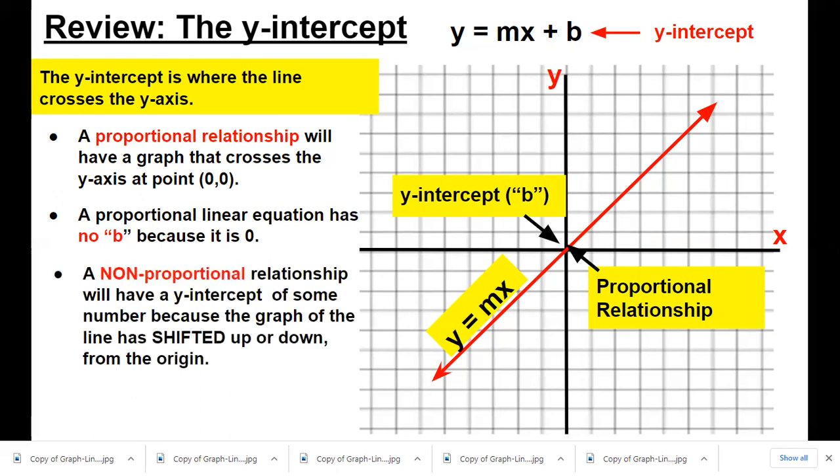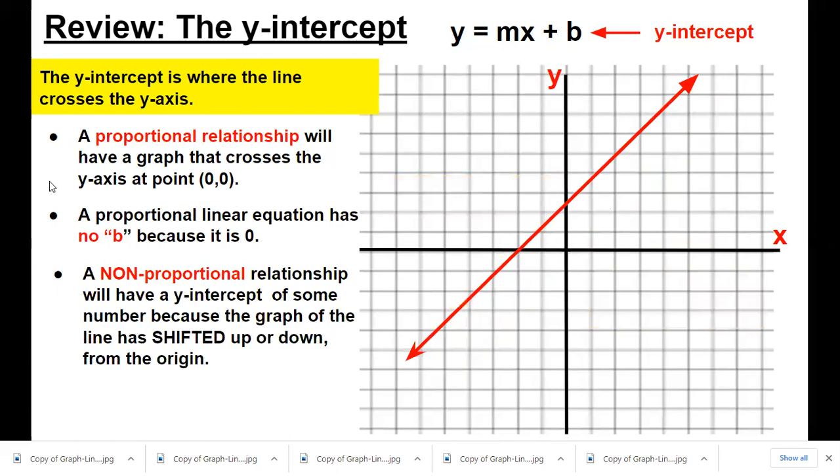A non-proportional relationship will have a y-intercept of some number because the graph of the line has shifted up or down from the origin. So it's a shift. A shift is a move in the line. So it normally is at (0, 0), and you're going to learn all about different graphs, probably more next year, how they can shift and move. You're going to learn some of that this year, but graphs that are not at the origin have shifted, and your equation will look a little differently. So let's see what that looks like.